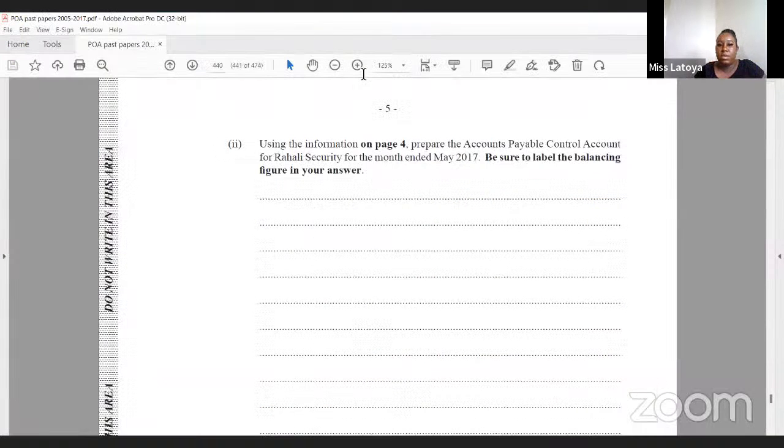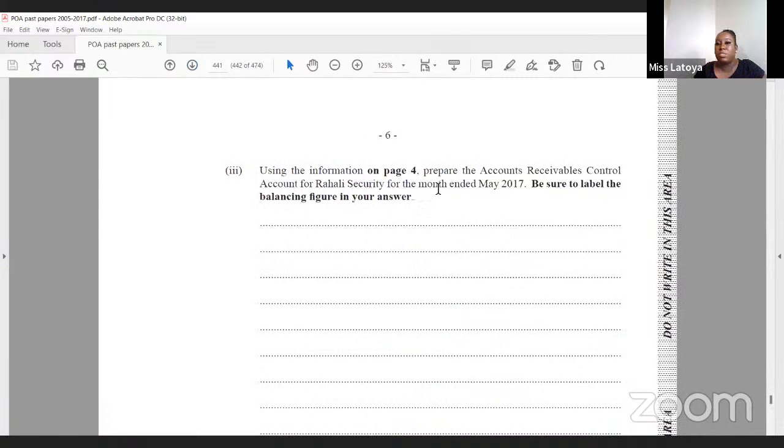So the second part of A wanted us to prepare a purchases controls account, an accounts payable controls account. Let us see what the other part of this question wants us to do. The other part wants us to prepare an accounts receivable controls account. So this question wants the sales controls account as well. Okay, so we are going to prepare that.